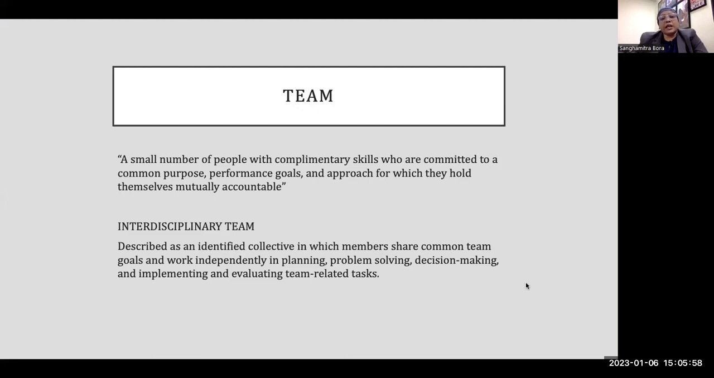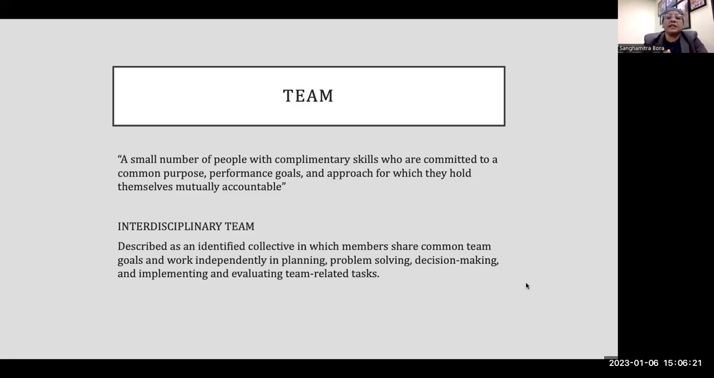So what is a team per se? What is a team? It's a small number of people with complementary skills who are committed to a common purpose, performance goals, and approach for which they hold themselves mutually accountable. So it is as simple as that. This is a very simple kind of definition of a team.